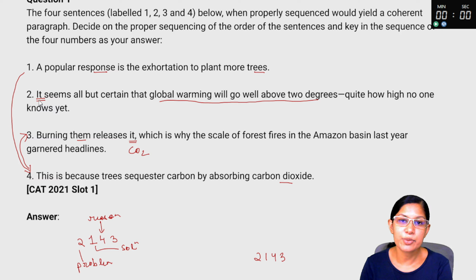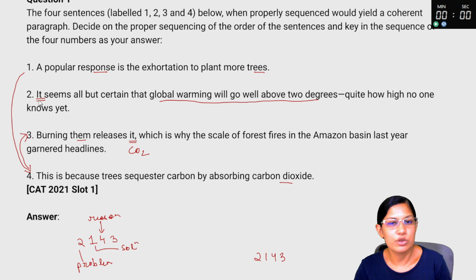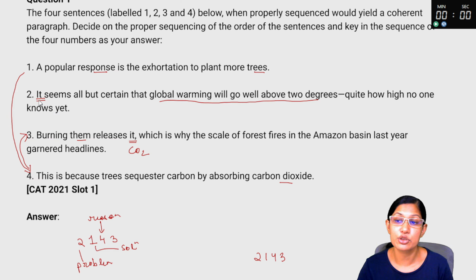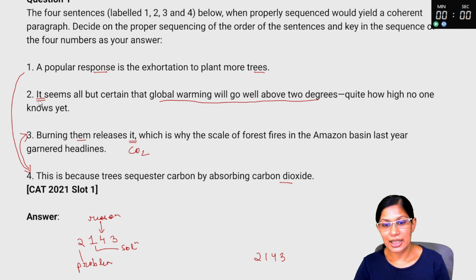So all but 100% certain, as in just shy of 100% certain, or just shy of absolute certainty that this is going to happen. So the author is saying that it's most likely going to happen, that the temperature is going to rise above 2 degrees. So that's a doubt which I've seen people have.